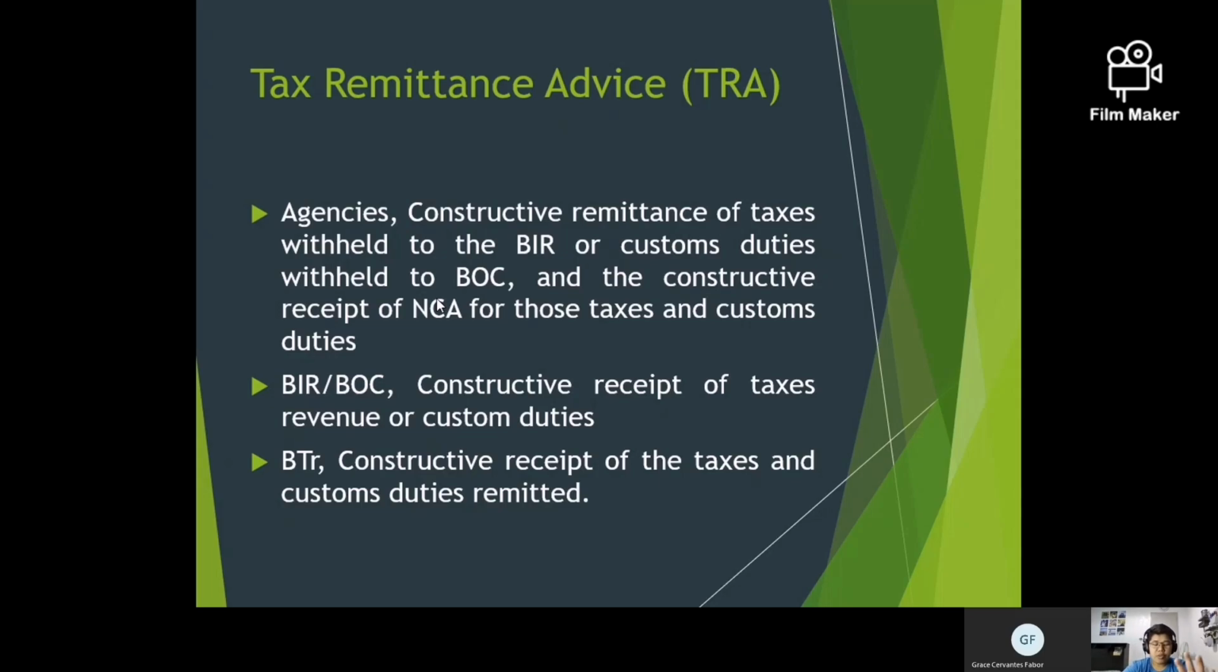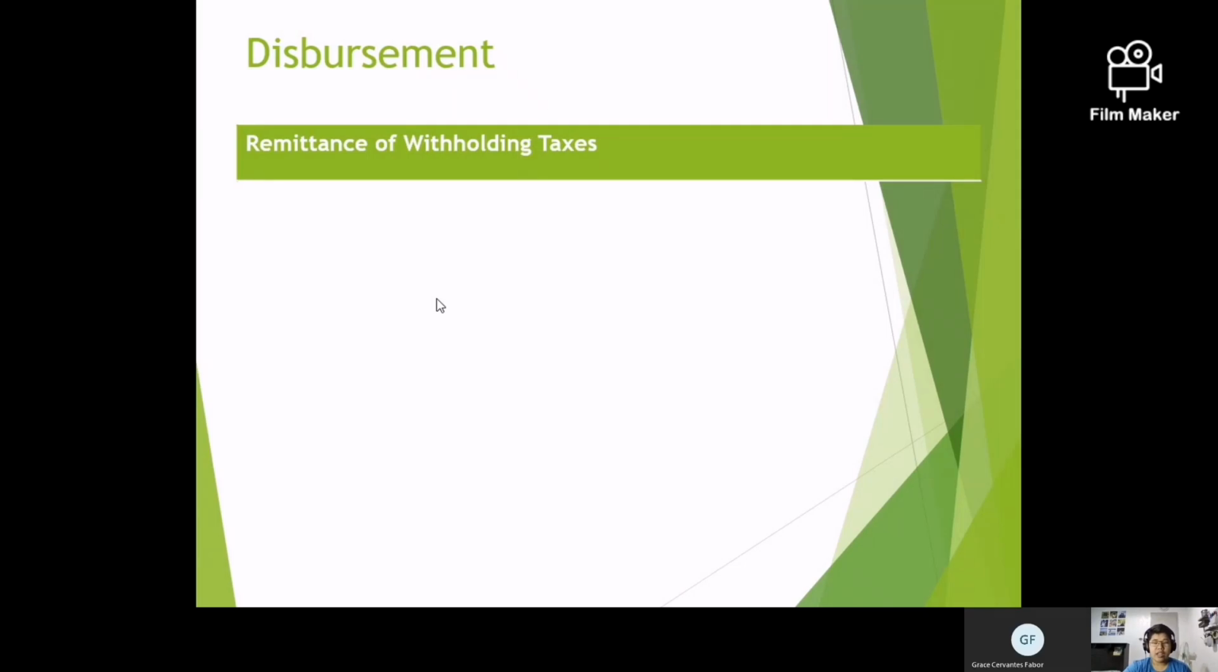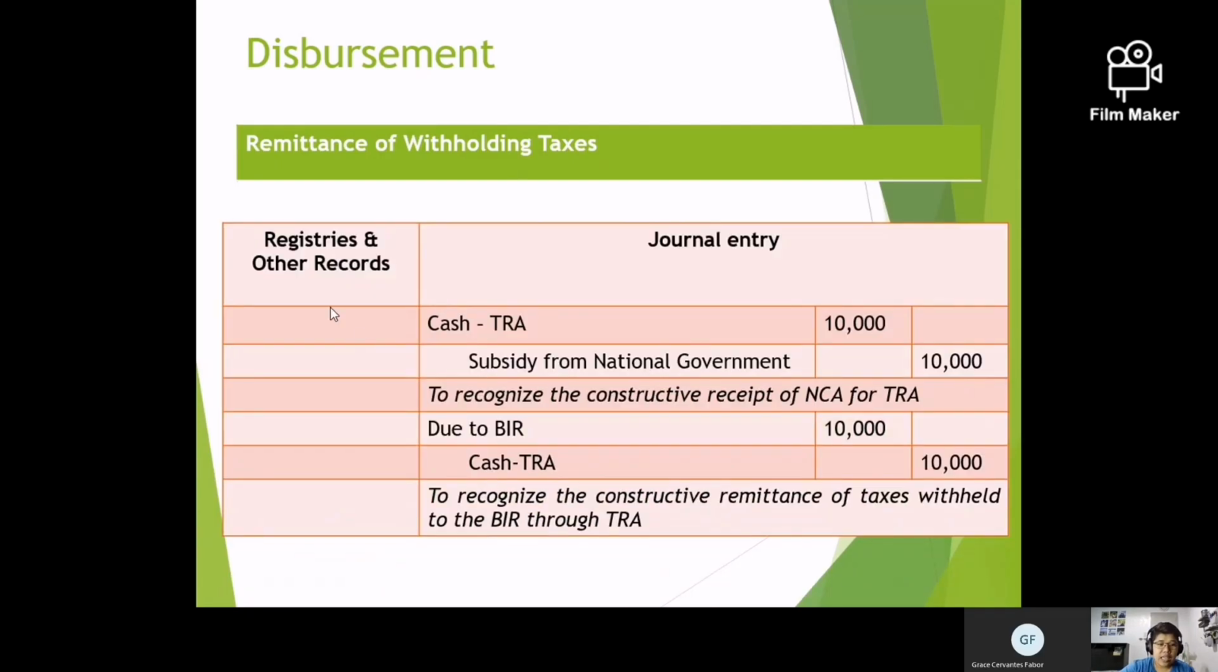So, ano yung exact entry na ginagamit natin for TRA? Ito yung remittance of withholding taxes if your NCA is net of tax. Unang entry natin, cash TRA. Debit cash TRA, credit subsidy from national government, 10,000, 10,000. Ano yung ni-record mo dito? It is to recognize the constructive receipt of NCA for TRA. Ito yung naka-receive ka ng TRA galing kay DBM. So, debit cash TRA, credit subsidy from national government.